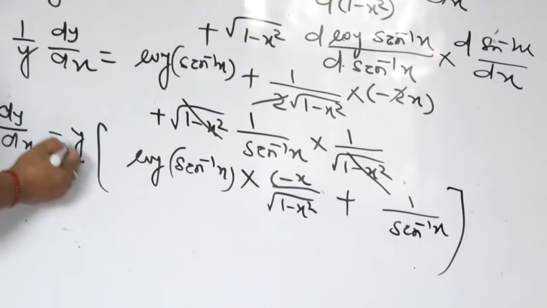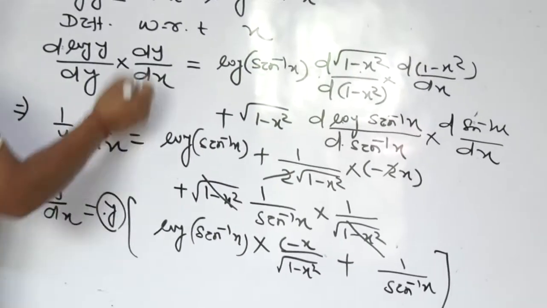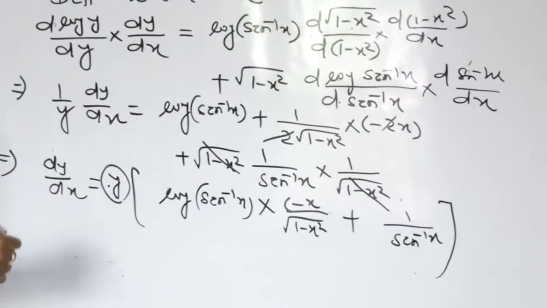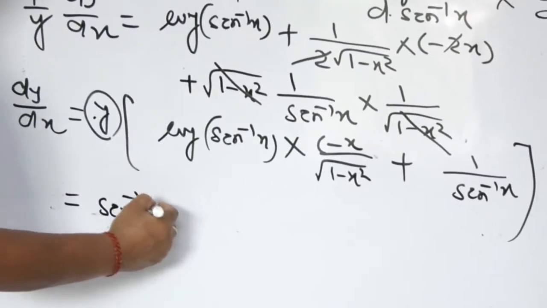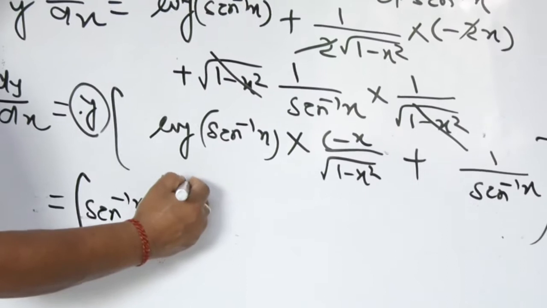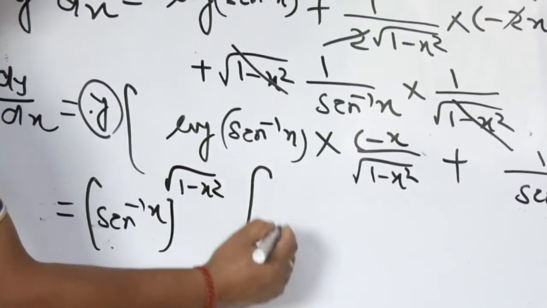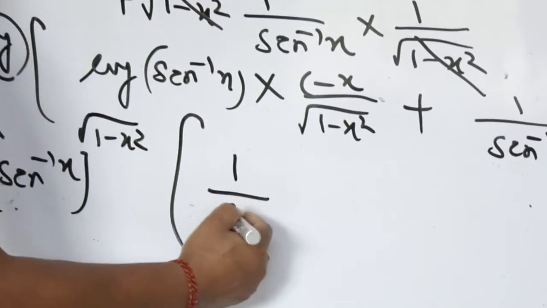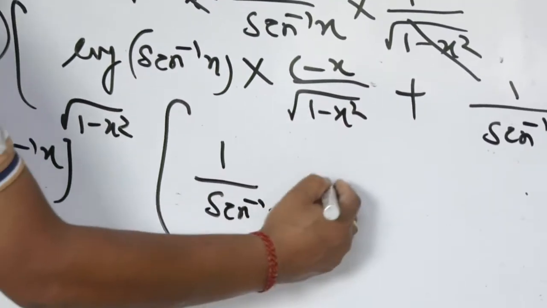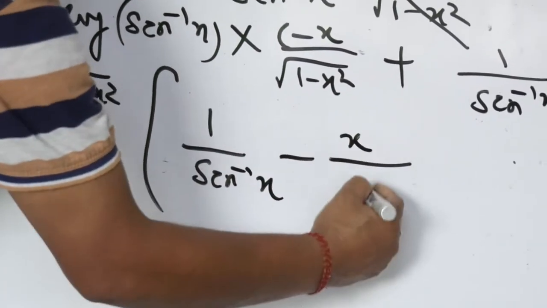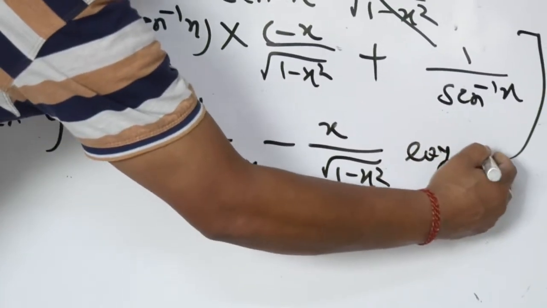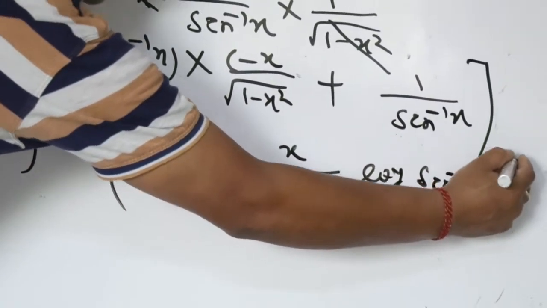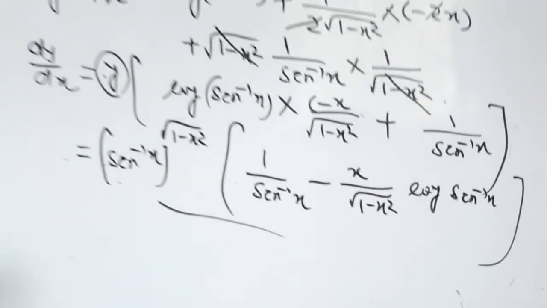Then we have to substitute this value y as sine inverse x to the power root 1 minus x square. The sine inverse x to the power root 1 minus x square into 1 by sine inverse x minus x by root 1 minus x square into log sine inverse x. This is the correct answer.